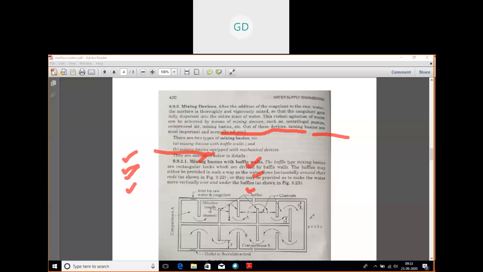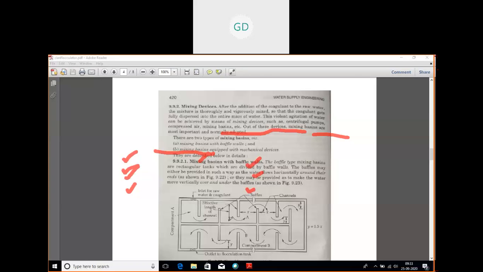So what is happening actually is a very violent agitation, and thorough mixing is done, while these waters are striking with a very large force. So the water is given a very thorough mixing.